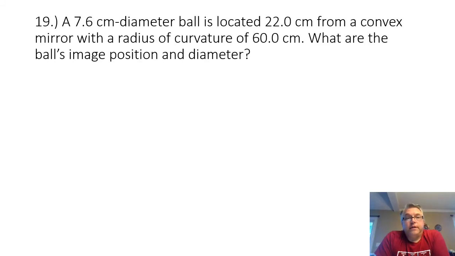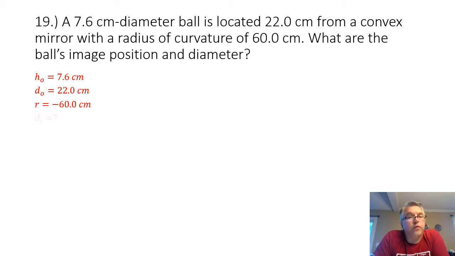Number 19. A 7.6 centimeter diameter ball is located 22.0 centimeters from a convex mirror with a radius of curvature of 60.0 centimeters. What are the ball's image position and diameter? So we have the height of the object, which is 7.6 centimeters. We know how far the object is from our mirror, and that is 22 centimeters. And we know the radius of curvature of the mirror is 60 centimeters.